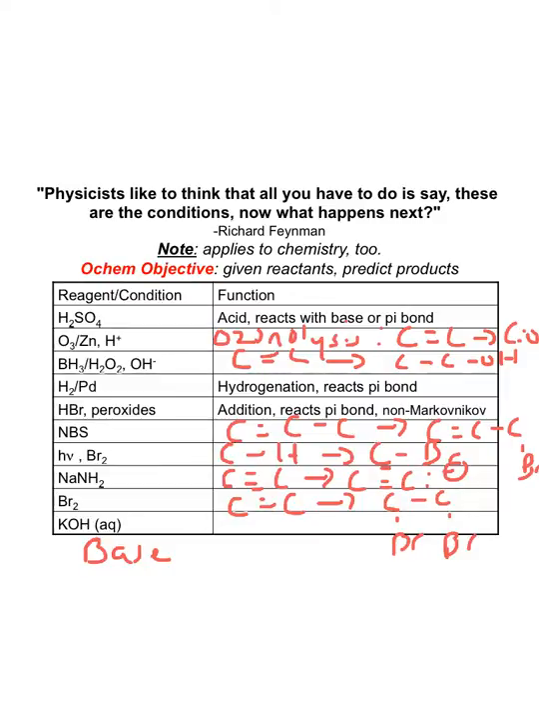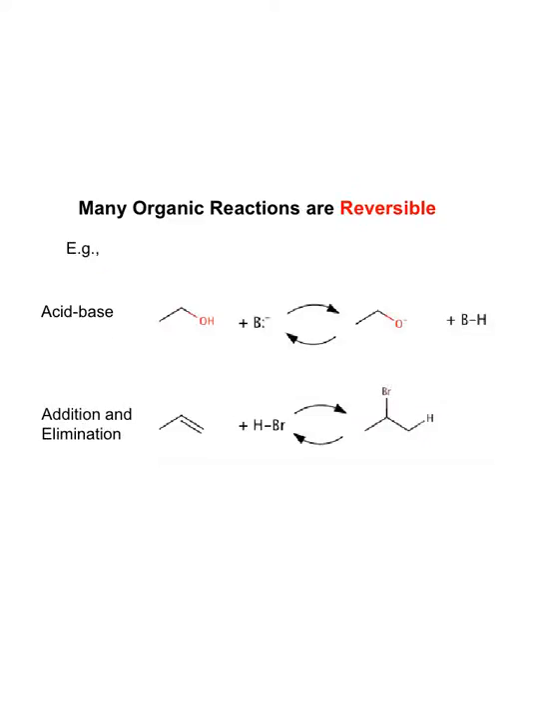NaNH2 is used to make the acetylide ion. Br2 is the alkene bromination reaction, and KOH is a strong base. That's used for many reactions. Many organic reactions are reversible, so stop the video and look at the second reaction. Which one is the addition? Which direction is the elimination? So there's your answer for question 2.